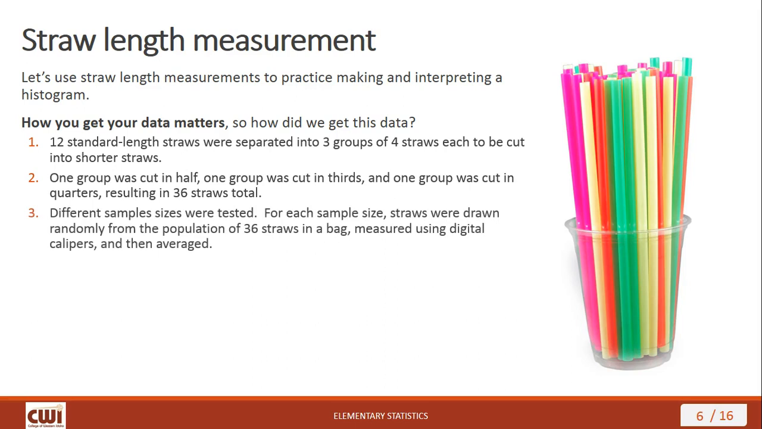Then we tested different sample sizes. For each sample size, we drew straw lengths randomly from the population of 36, measured the length of each straw we picked using digital calipers, and then took an average straw length for each measurement. Finally, we repeated the procedure for the entire population, so we could make comparisons between samples and population, just like we were doing in class last time with the class heights.